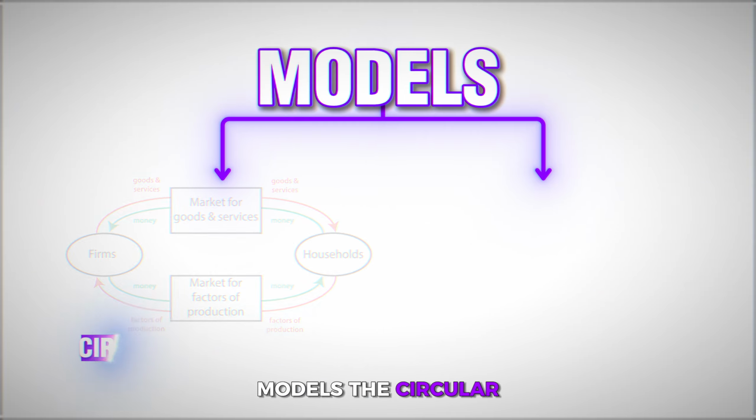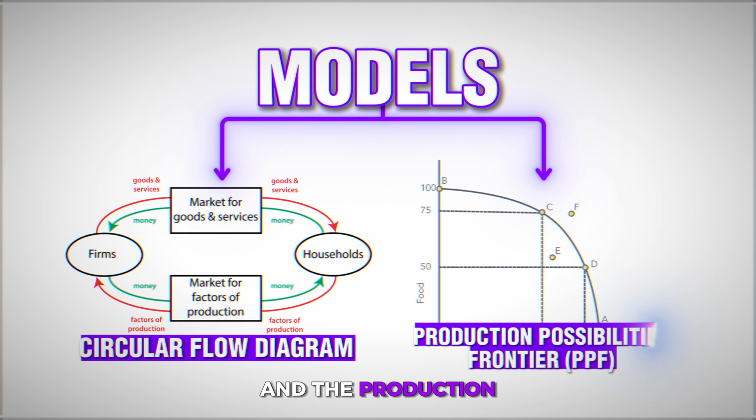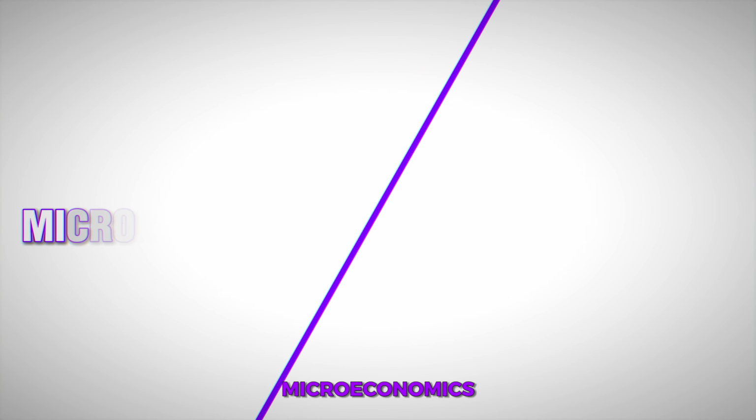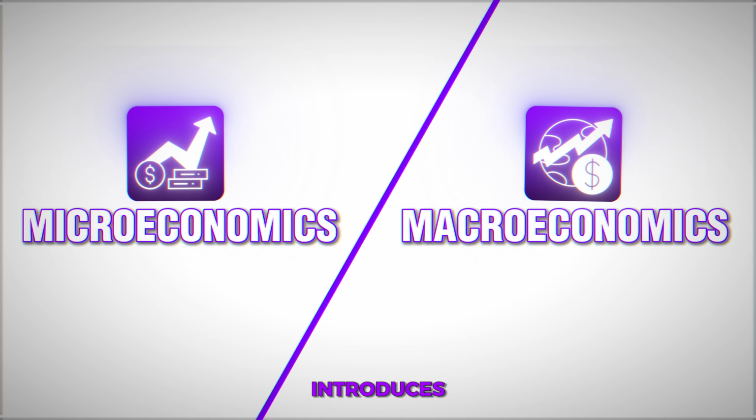This chapter introduces two major types of models, the circular flow diagram and the production possibilities frontier, PPF. It also explains the difference between microeconomics and macroeconomics and introduces the distinction between positive and normative analysis. What is versus what ought to be. Let's unpack each of these concepts to see how they help economists understand the choices we make.